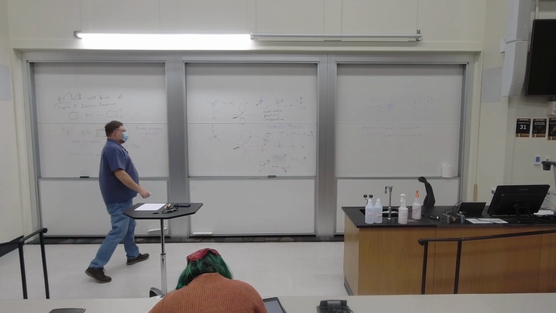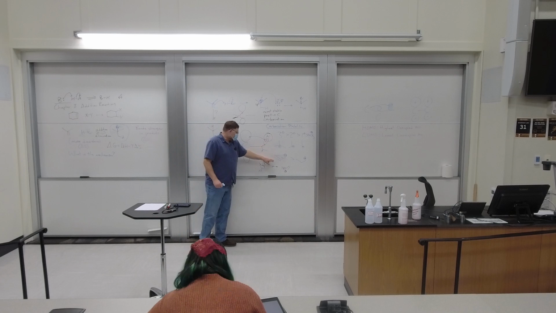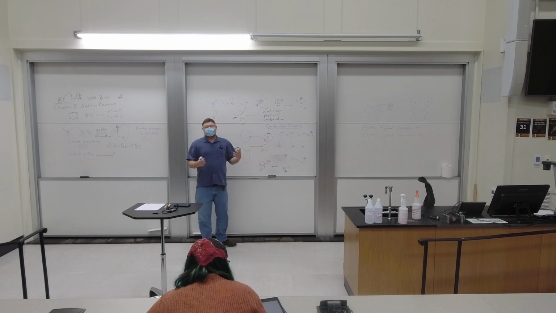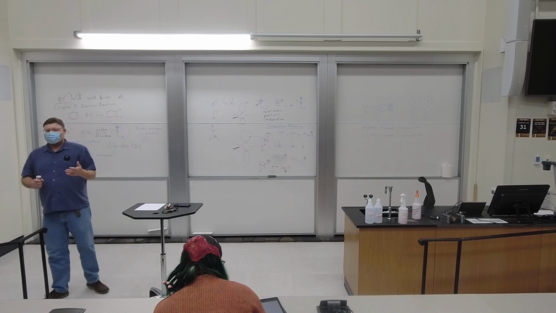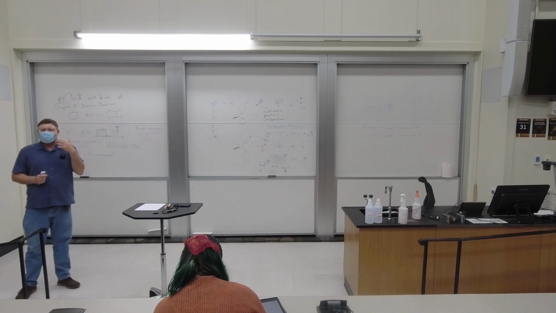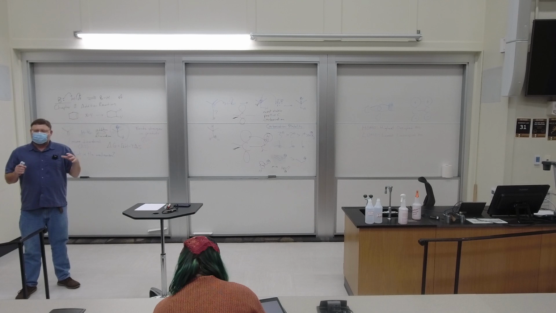And you can put all this stuff together, right? You could have a tertiary resonance stabilized that's got an oxygen on it. That's going to be a really good cation. You can have a primary with nothing else. That's going to be a really bad cation. So figuring out what the most stable carbocation is important.